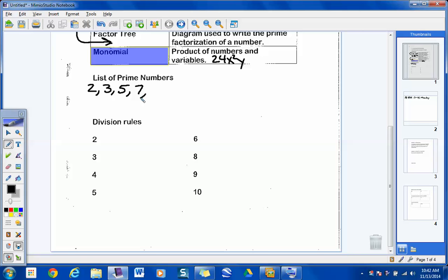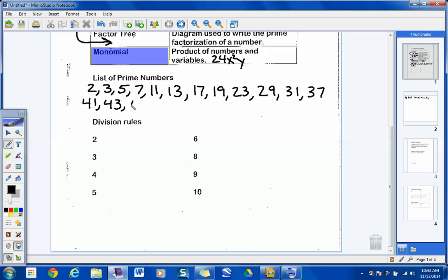I've got to say them all, Selena? Yeah. Okay, fine. 11 is prime, 13 is prime, 17 is prime, 19 is prime, 23 is prime, 29 is prime, 31 is prime, 37 is prime, 41 is prime, 43 is prime, 47 is prime, 53 is prime.